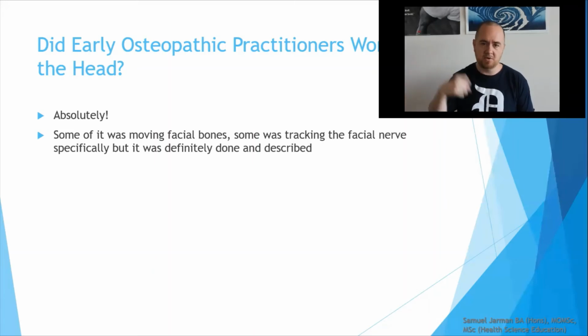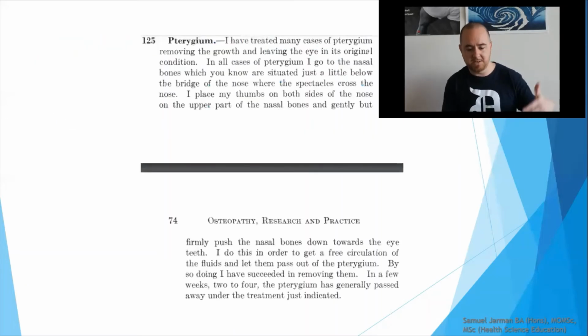So using the neurology or the functional anatomy describing where neurology is expected to be found is something that several practitioners spoke about. And then Dr. Still definitely talked about moving the bones of the face. Right, so here in pterygium, firmly push the nasal bones down towards the eye teeth, right? He is talking about moving the nasal bones on purpose, and we've shown this method or shown ways that this method may be done, right?